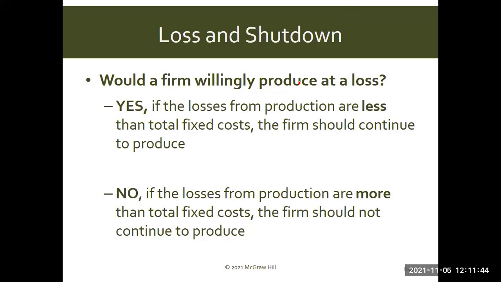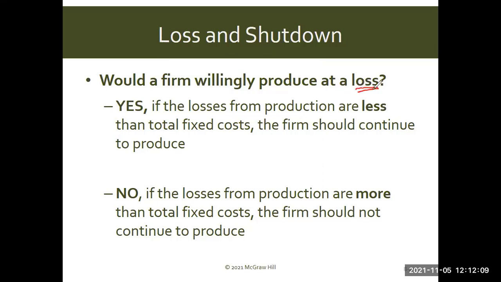Okay, so we just finished showing the profit maximizing point and showing on a graph how to identify and see that profit. We compared price to average cost, multiplied it by quantity, and we got the level of profit. So what about if there's a loss? Would a firm be willing to produce at a loss?